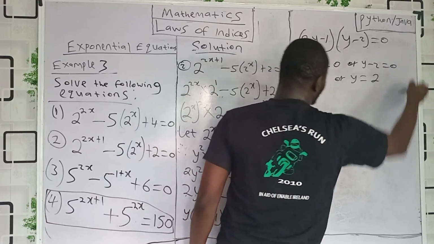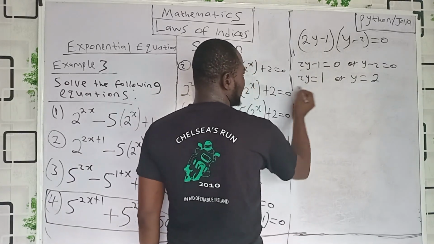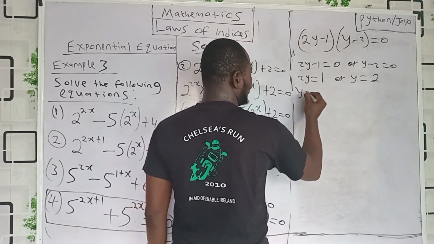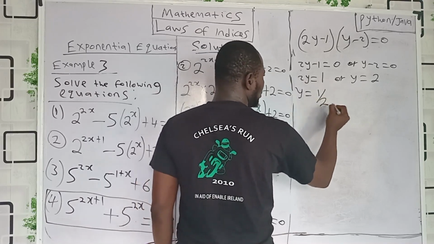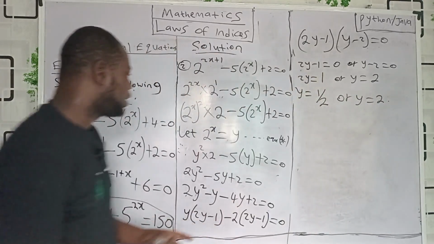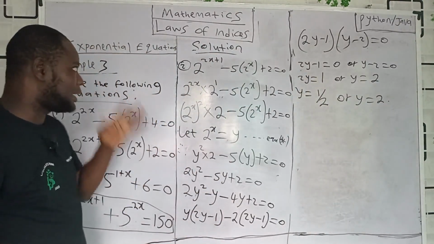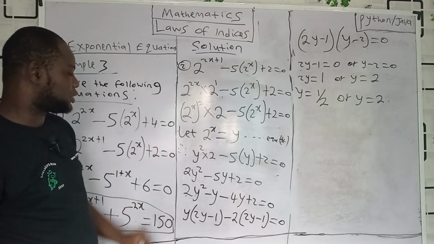You transfer minus 2 to this side. Then from here, you have to divide both sides by 2. Y will now become 1. This one divided by the coefficient of y, 2, so y is equal to 2. But don't forget, everybody, nobody asked us to find the value of y. We are interested in getting the value of x that will satisfy this equation, isn't it?